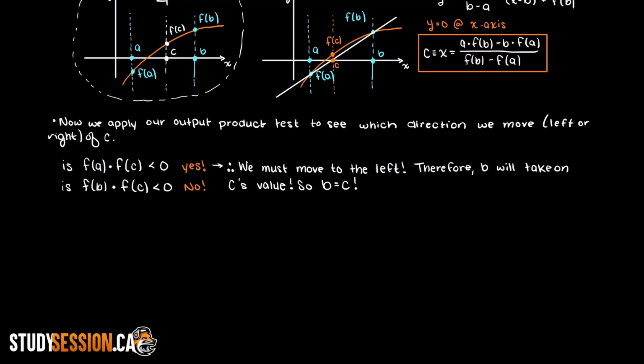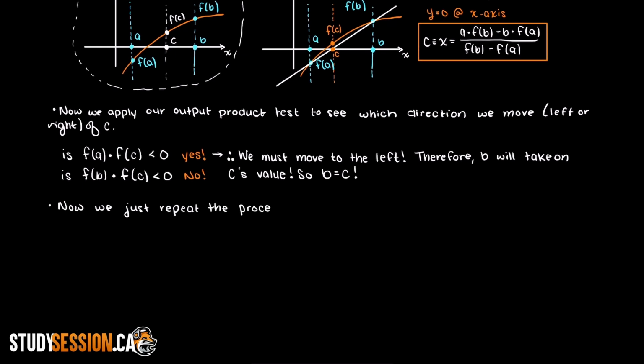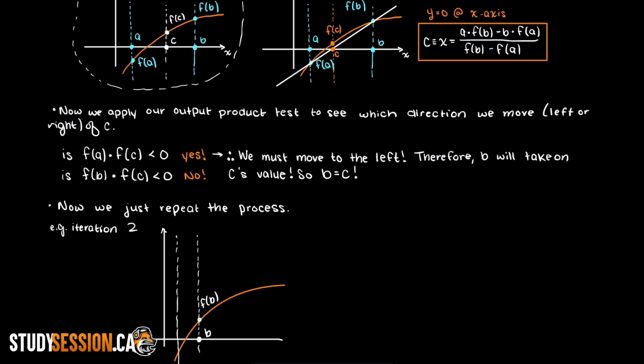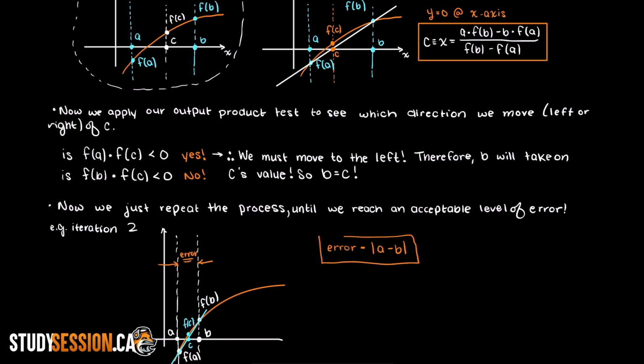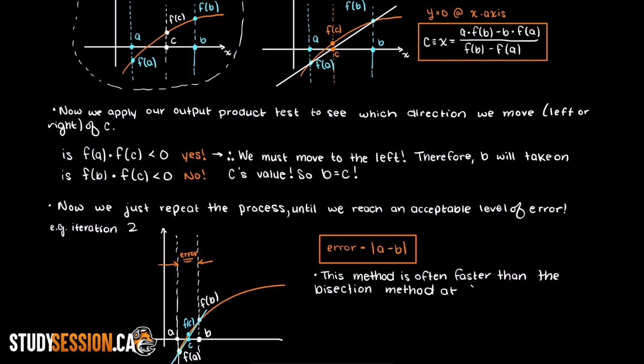And that is really it. That is all there is to the false position method. We just continue to cut our input range by drawing a line between our f of a and f of b, determine which side's output is less than 0, and we repeat this process until we reach an acceptable level of error. And lastly, we can measure the error through the absolute value of a minus b, just like we did for the bisection method.